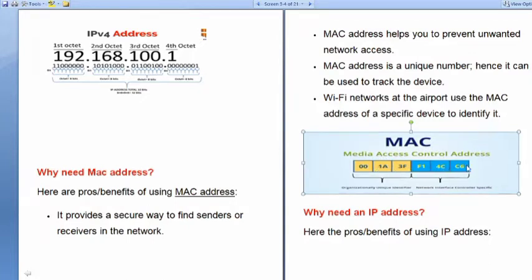It has how many groups? One, two, three, four, five, six. It has six groups. The first three denote the organizational unique identifier, which means this will be restricted to the company. It may be Dell, HP, Lenovo, Acer, or any company. So this will depend upon the company. Each company has its unique identifier, and after that come the devices. Let me explain it a little bit.